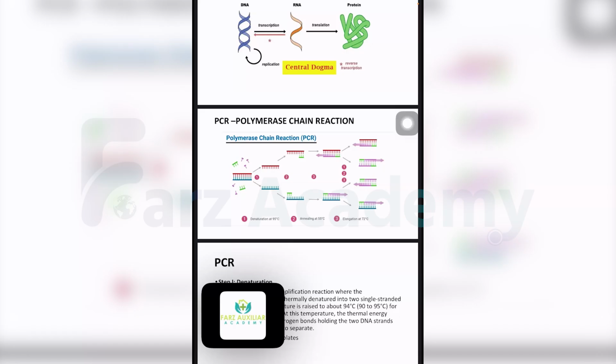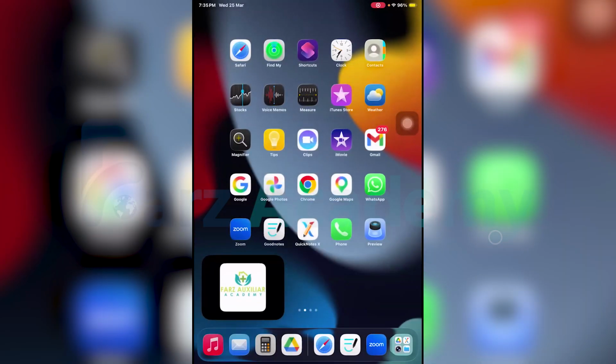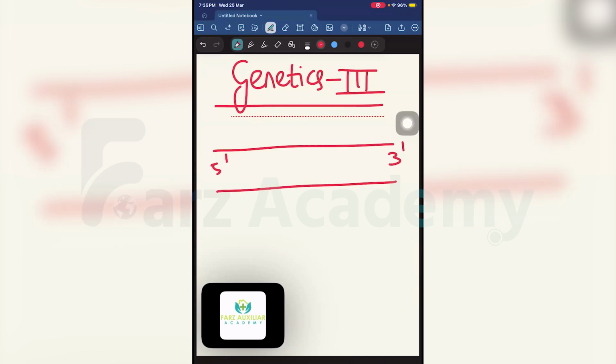When I come to polymerase chain reaction, there are three steps. It's denaturation, annealing, and elongation. So what happens is my double stranded DNA region, okay, so this is my double stranded DNA. This is 5 dash. If you remember the replication part, this is 3 dash. This is again 5 dash. Suppose this is the region I have to amplify.